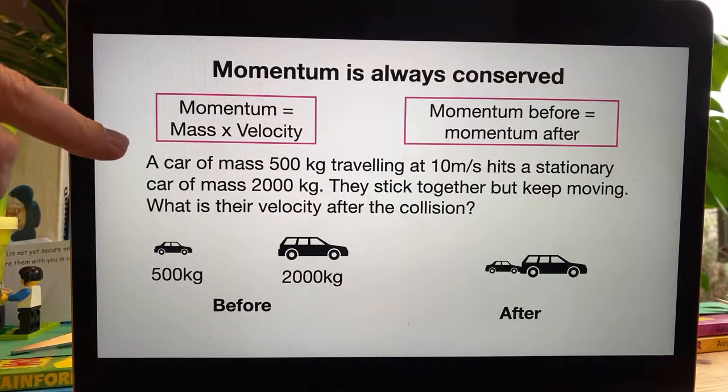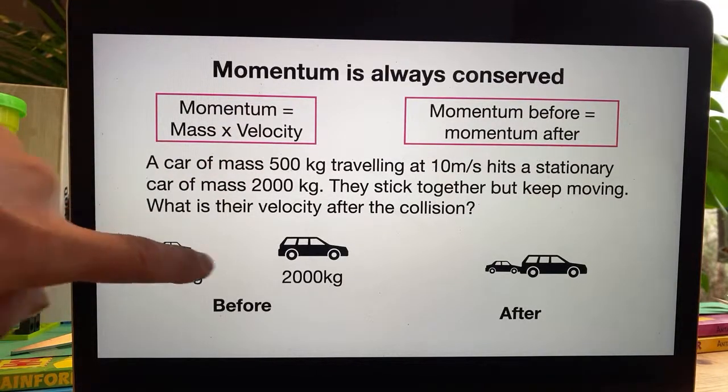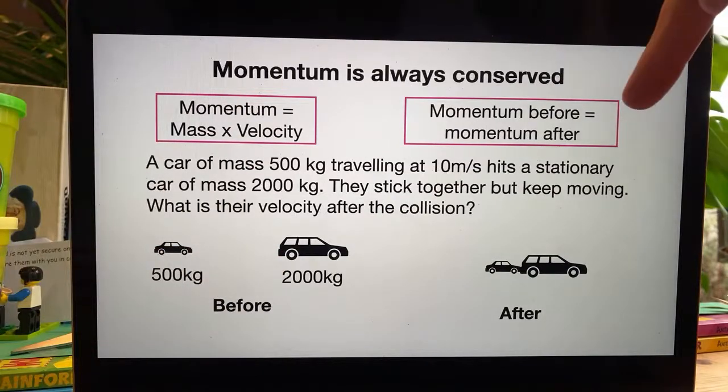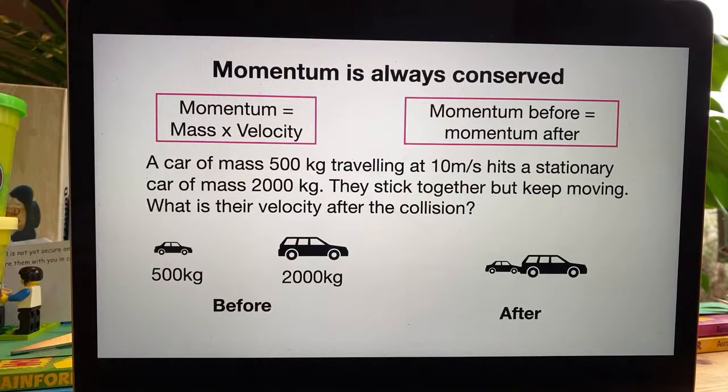So this time, a car of mass 500 kilograms, it's a little car, travelling at 10 meters per second, hits a stationary car, stationary means staying still, yeah, of mass 2,000 kilograms. They stick together, but they keep moving. What is their velocity after the collision? So it's what I did on the board, but doing it yourselves.